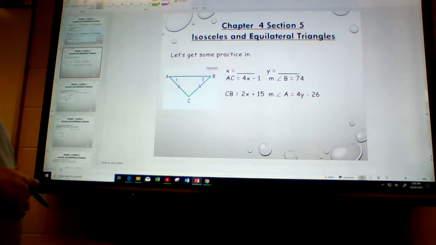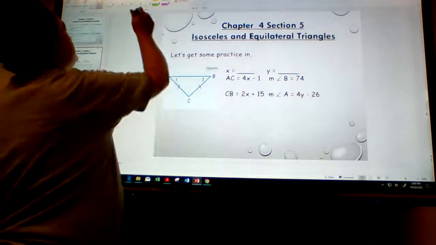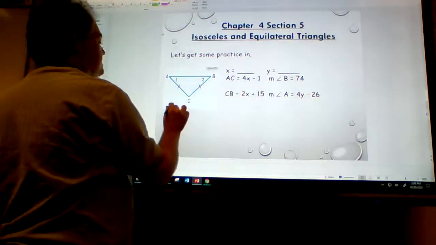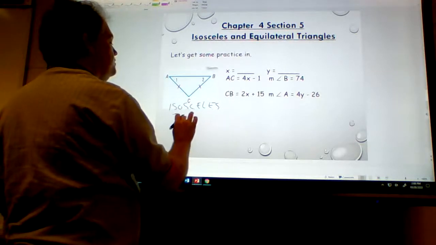All right. Now, here we go. So let's get to practice of what you're going to see. Okay, you know that this is an isosceles triangle because there are 2 sides congruent. So isosceles, 2 equal sides.